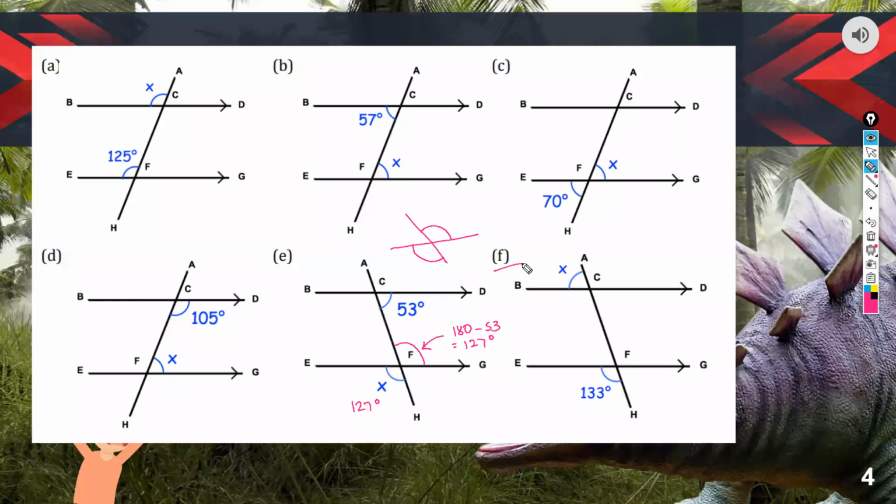F. Draw and send the answer for F. One second, guys. All right, I have to think it through as well. First of all, are these two angles corresponding angles? Are they corresponding angles? Look at them carefully.